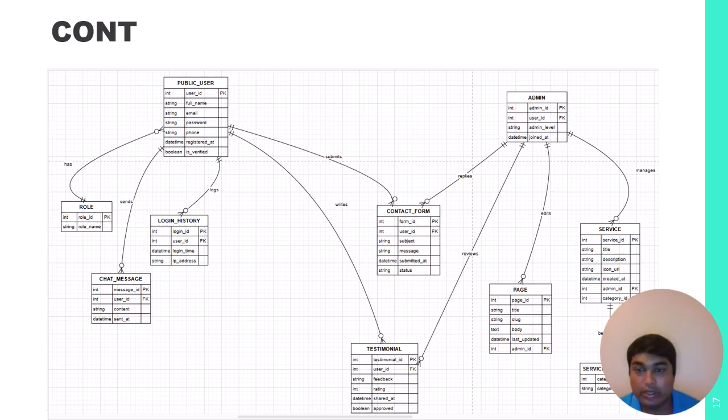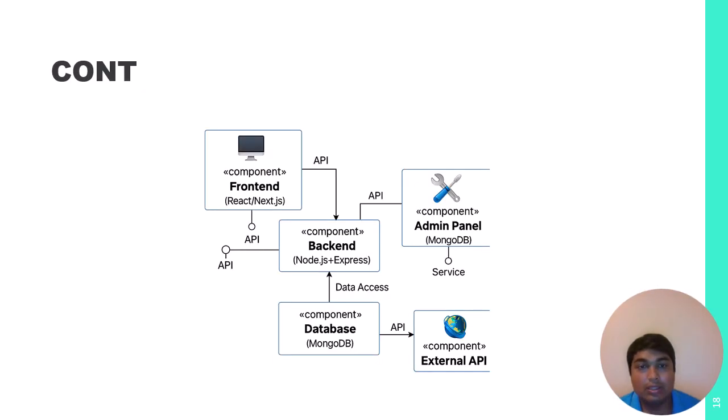And this is our ERD diagram, and this is the component diagram which I will use in my project development. First the front end will be done by my teammate Fakrul, and for the backend, as I already mentioned, I will use Node.js and Express, and for the database part I use MongoDB, and I connect all those things using API.